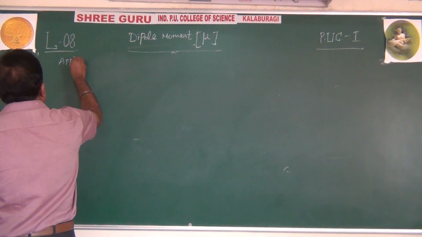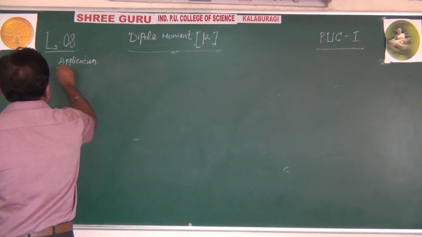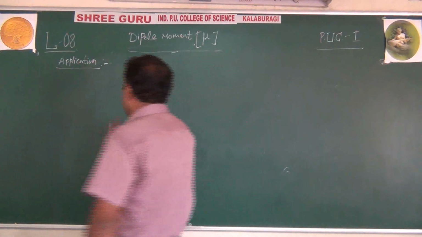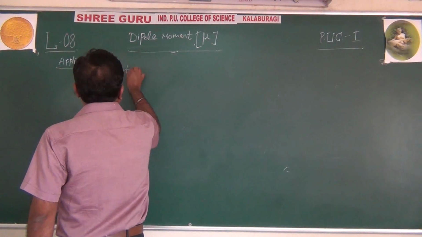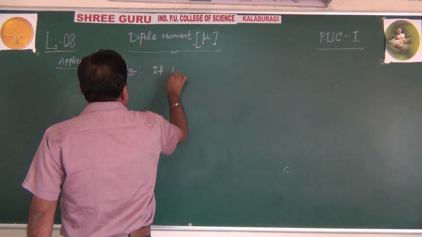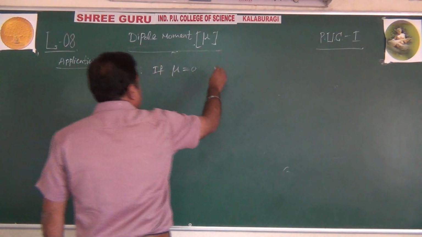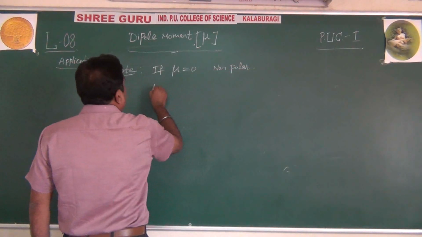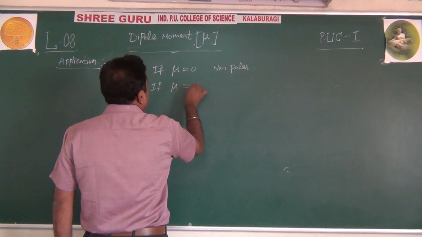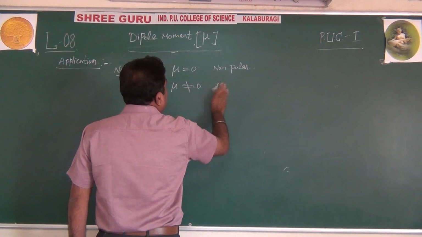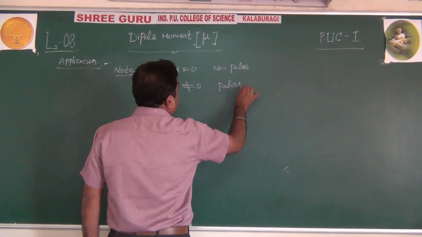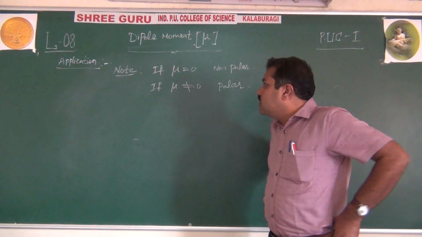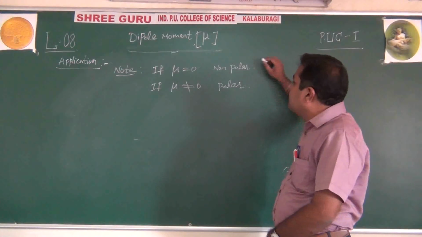Application of dipole moment in determining the polarity of a molecule. Remember students, please note the point. If the mu value is 0, that is considered non-polar. If the mu value is not equal to 0, then it is a polar molecule. Whatever small value, in between 0.1, 0.2, that is considered a polar molecule. If it is exactly equal to 0, then we consider the given molecule as non-polar.